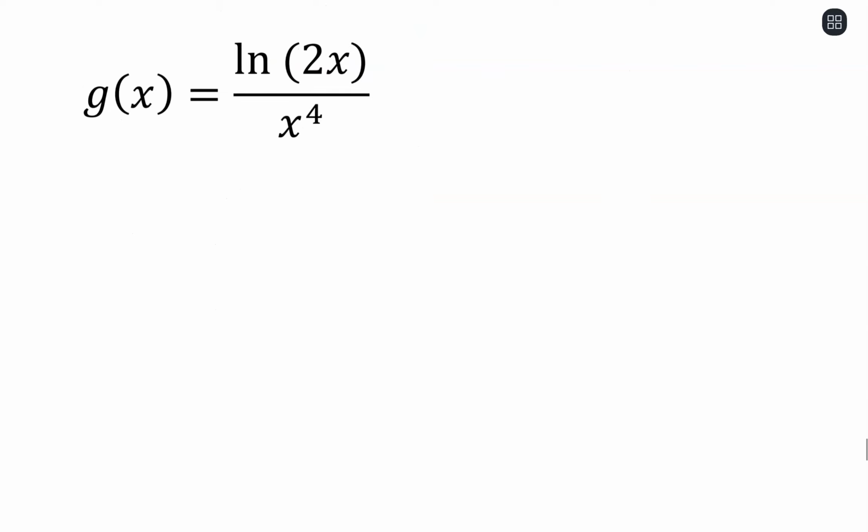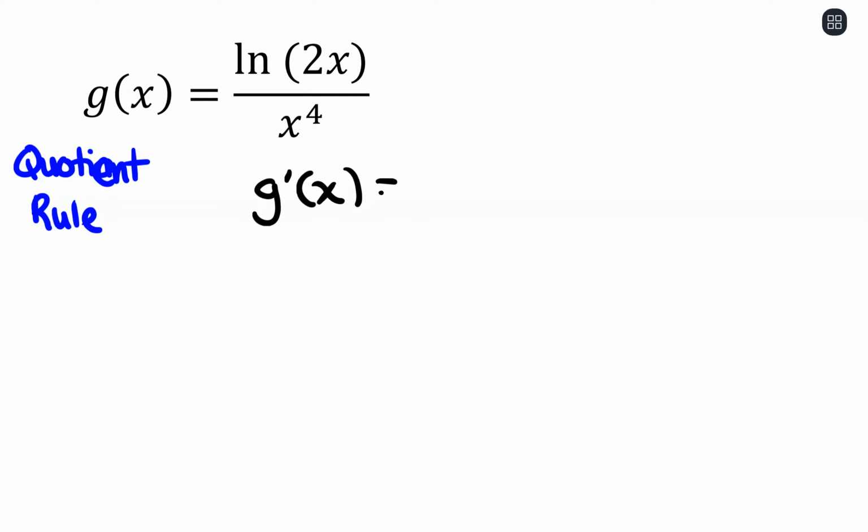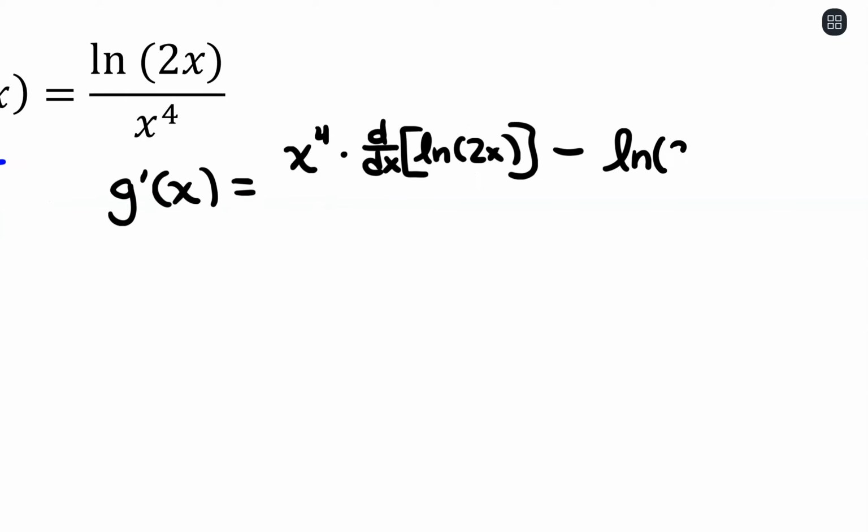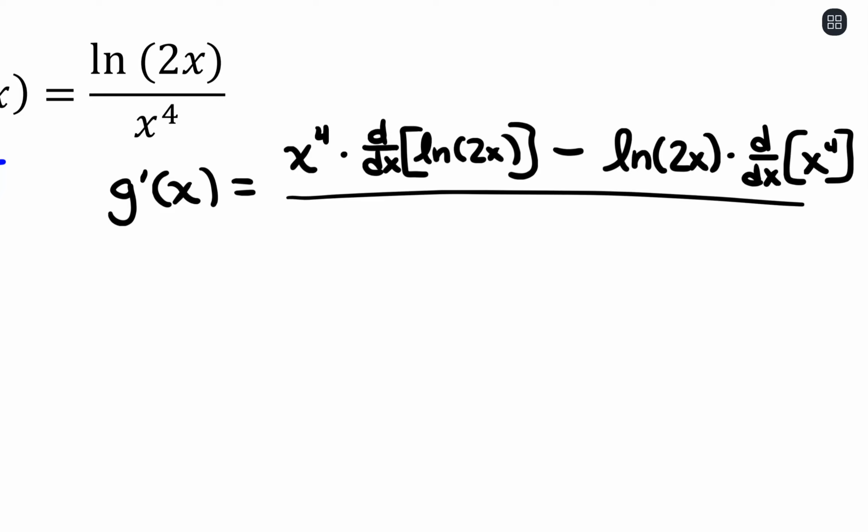All right, with this one, g of x, we have a numerator and denominator, so we're going to start with the quotient rule. Okay. So, taking the derivative, we're going to start with low d high, so x to the 4th times the derivative of natural log of 2x. Minus high d low, so natural log of 2x, times the derivative of x to the 4th, all over low low, which is going to be x to the 4th squared.